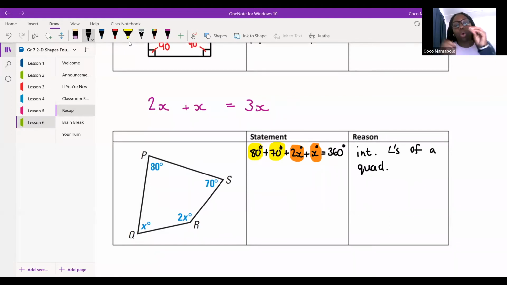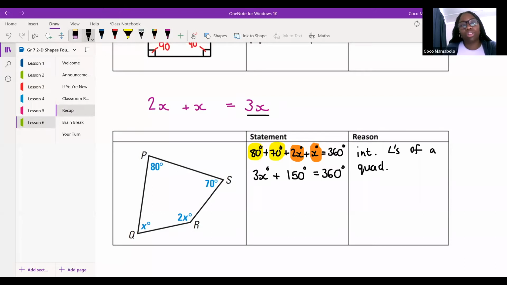Okay, I'm going to swap the order around a little bit. I'm going to first write my 2x plus x, which is actually 3x, and then I'm going to write my 150 degrees. So I'm going to go 3x degrees plus 150 degrees is equal to 360 degrees.